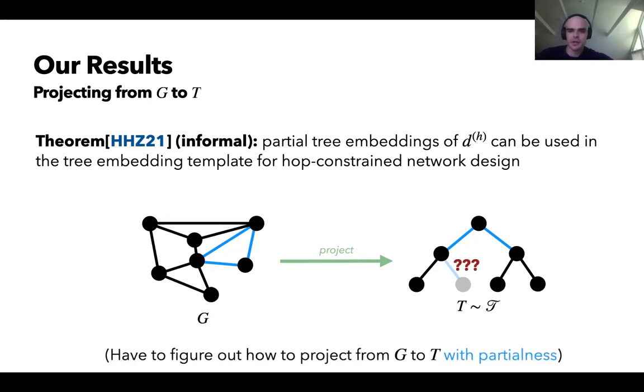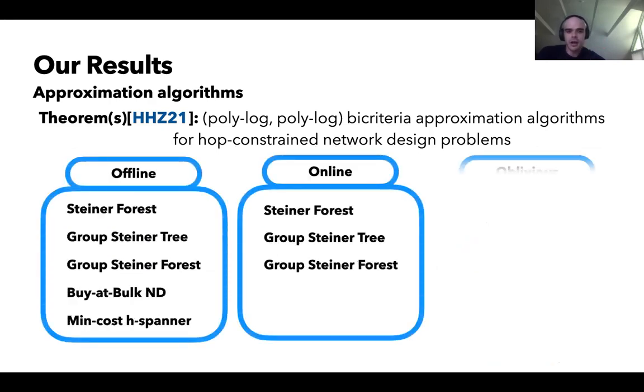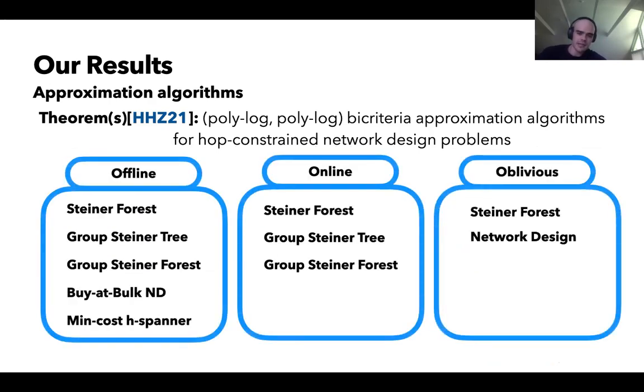All right, so in the paper, we figured this out, and basically up to some constants, you don't have to worry about this stuff. And I'll point out this fact about projecting from the graph to the tree is really just for the sake of analysis. It doesn't show up in the algorithms. Okay, so using this template, we give the first polylog bicriteria approximation algorithms for a lot of problems. These include offline problems, their online generalizations, and their oblivious generalizations, which is like online but harder.